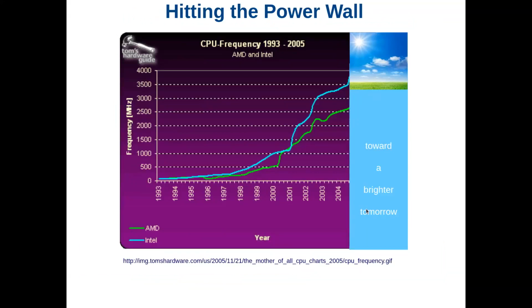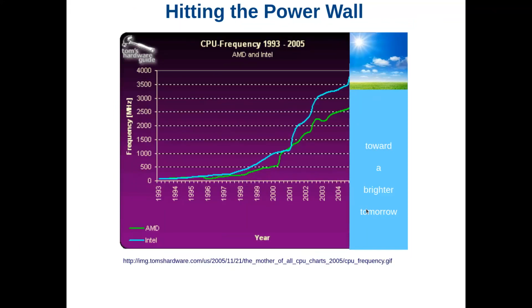And this continued. Again, this is the second plot. The x-axis here shows the years. The y-axis shows the frequency of the hardware, that is, the frequency of the clock at which your core is running.